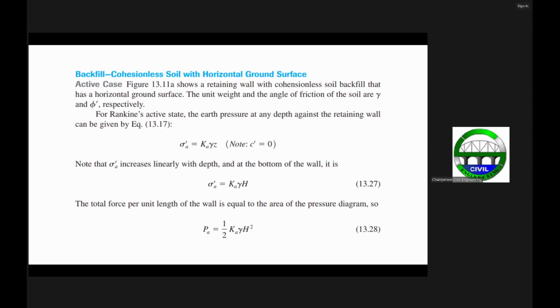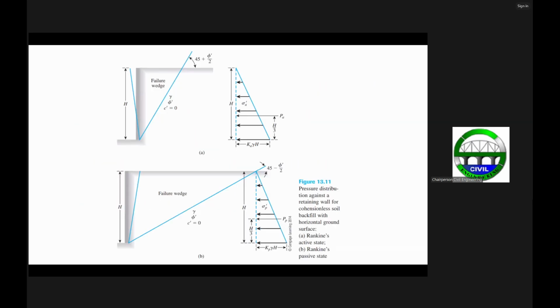Okay. So let us now consider a case wherein you have a backfill, a cohesionless soil with a horizontal ground surface, which in practice is usually the case. Let us consider two cases again, the active case and the passive case. So we now have here the active case, and this is now the passive case.